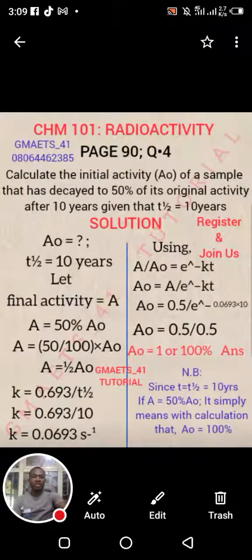Okay, let us look at others. This is also Chem 101. Like I said, I've got 6 questions for you, 2 from each of the courses. This one is on radioactivity, page 90, question 4. This question, very tricky.